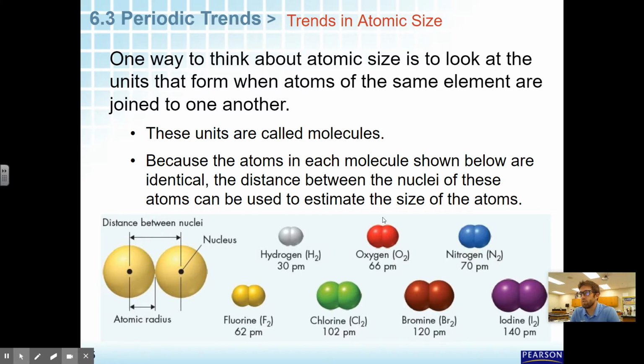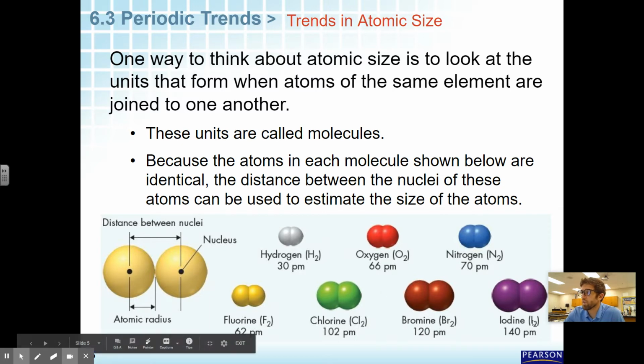And then we will say that this one is oxygen. If you look up here, the distance between the nuclei for oxygen is 66 pm, which stands for picometers, and for hydrogen, it's 30 pm. So that means the atomic radius for oxygen is twice as long as it is for hydrogen, and we need to know why that is. The distance between the nuclei is different for these elements. Hydrogen is the smallest, but iodine is the largest, as you see there.